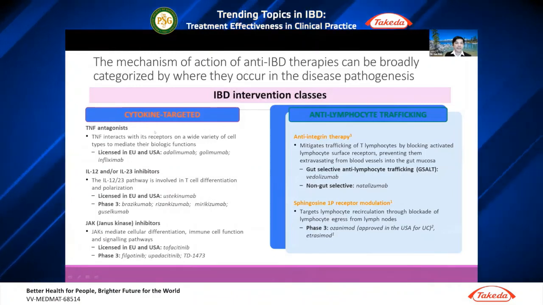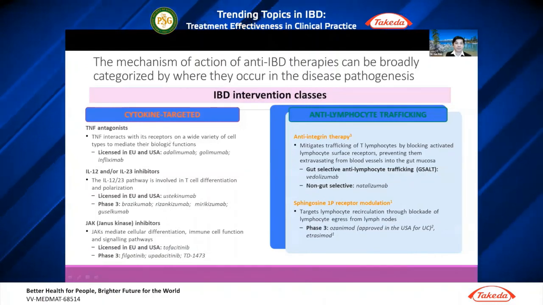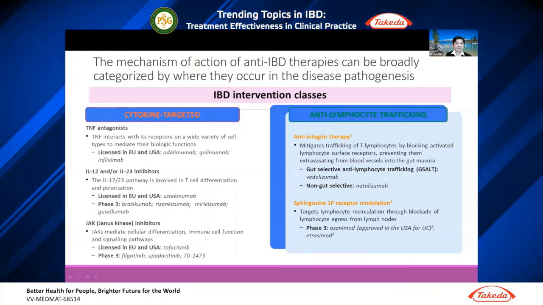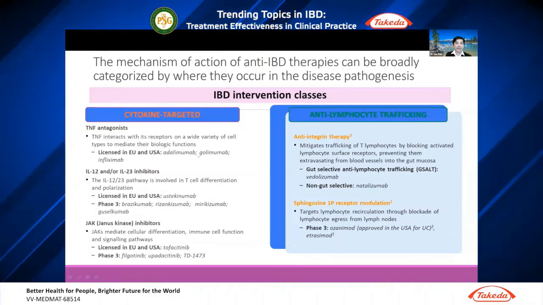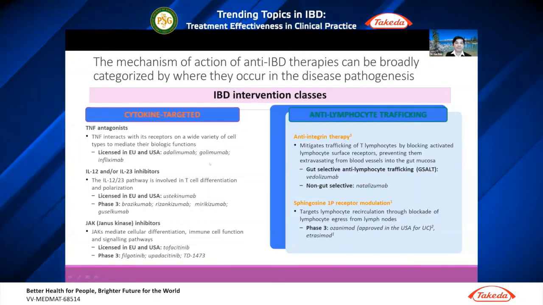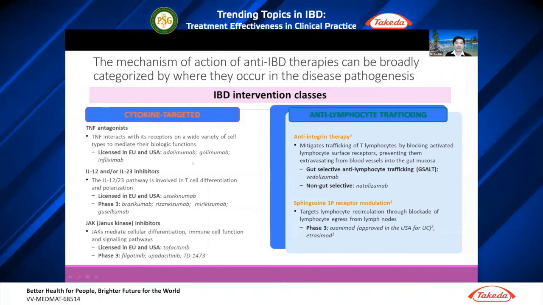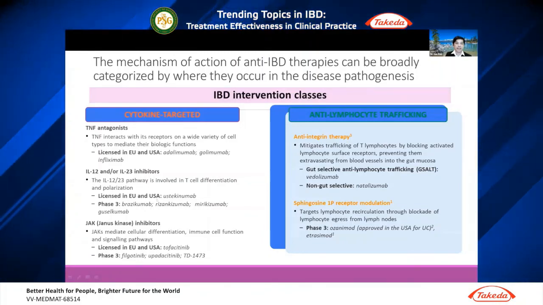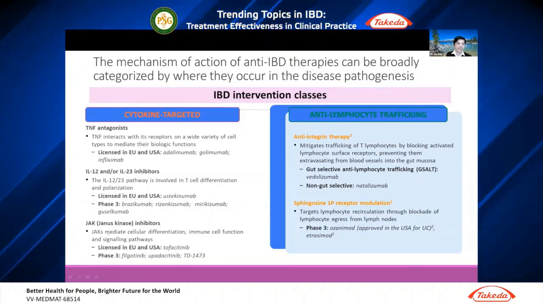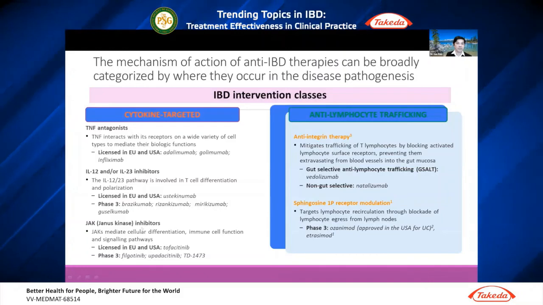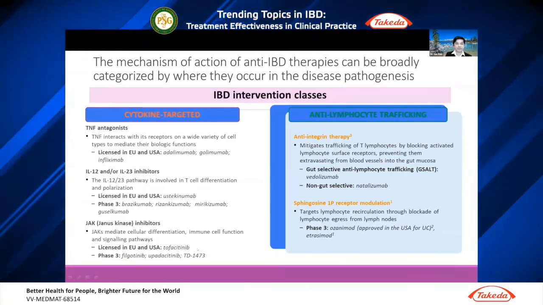So the TNF antagonist: tumor necrosis factor interacts with its receptors on a wide variety of cell types to mediate their biologic functions. So you have an antagonist, and we have infliximab, adalimumab, and golimumab in the market. We also have IL-12 and IL-23 inhibitors, and we have ustekinumab here. And then we have the JAK, the Janus kinase inhibitors, which I will discuss later on. The example is tofacitinib.